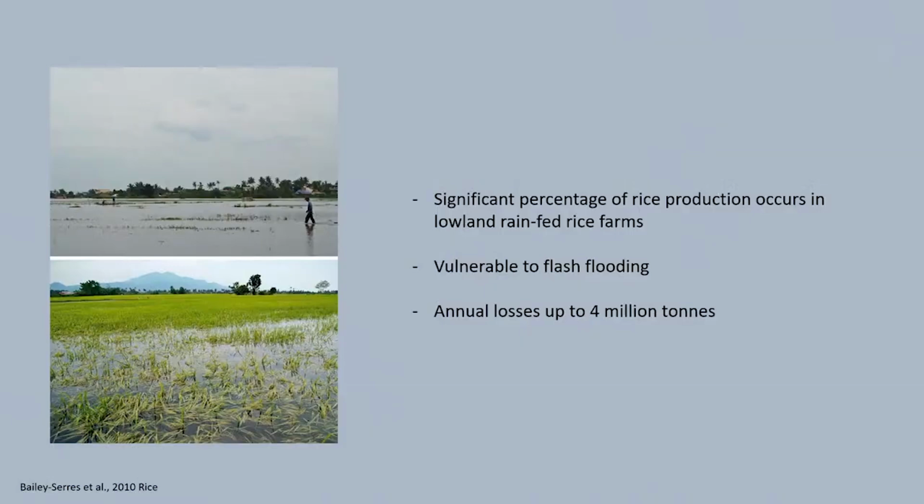And because of this, a lot of rice production is lost. To give you an example, annual losses can be up to 4 million tons. And to put it in perspective, that's enough rice to feed 30 million people.